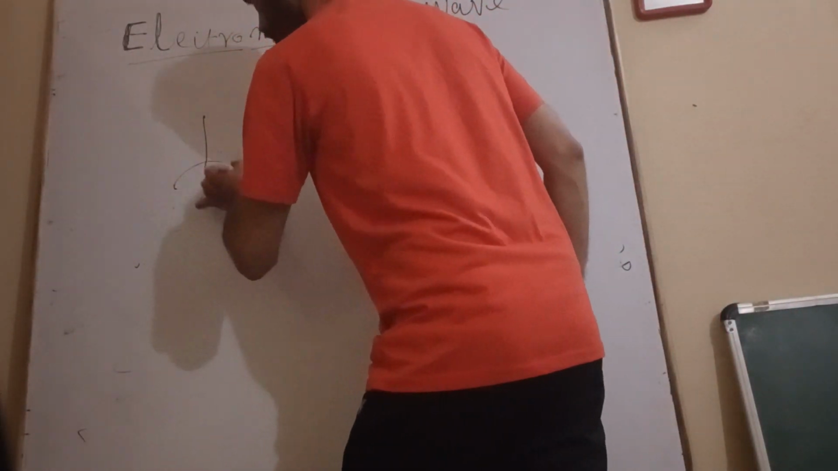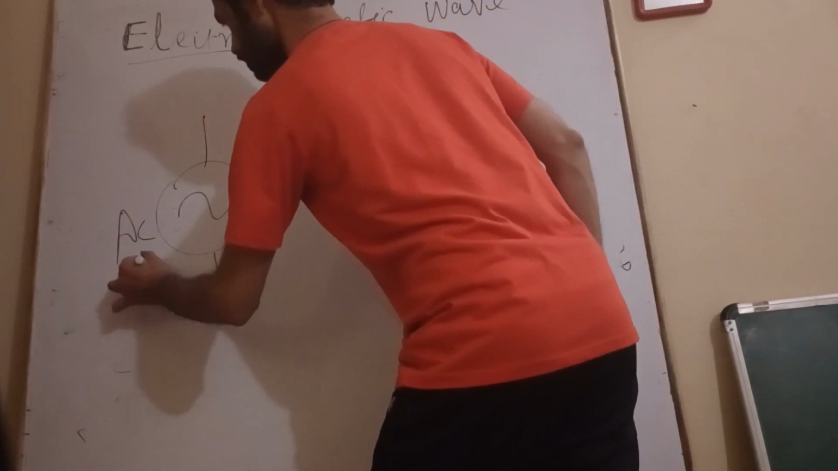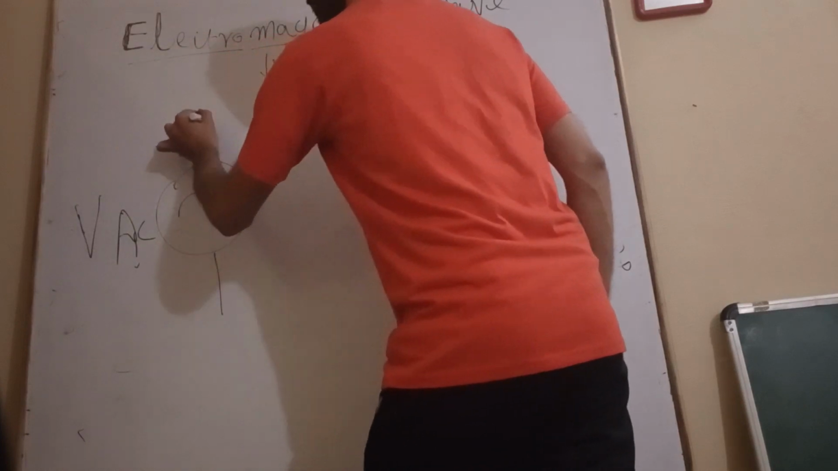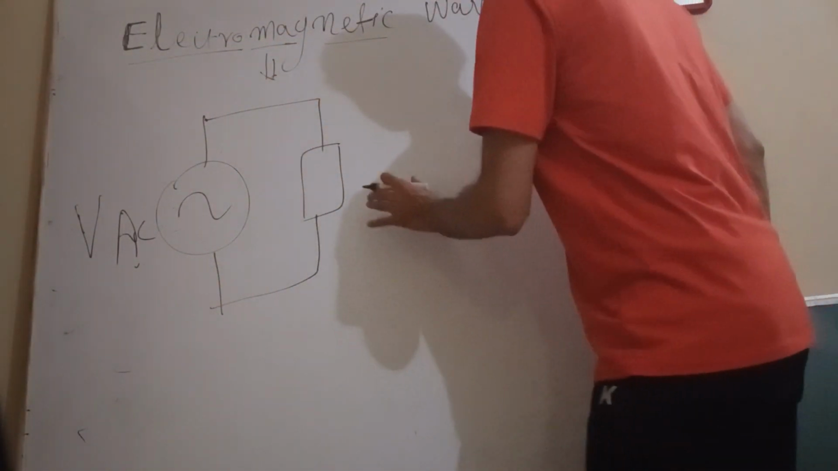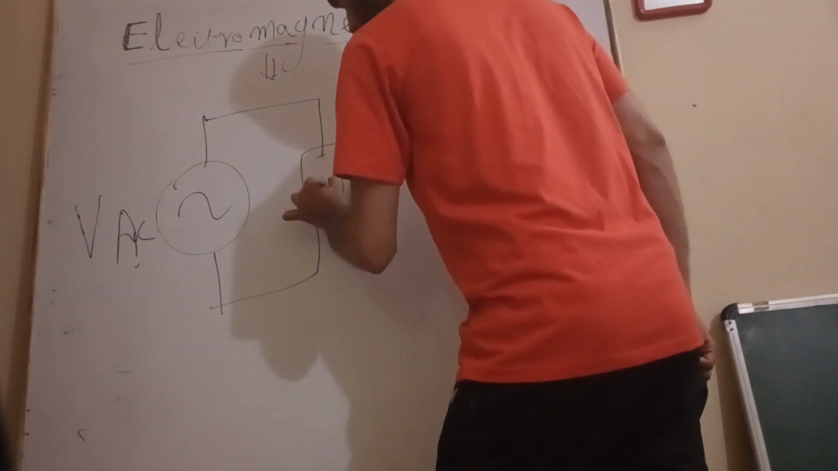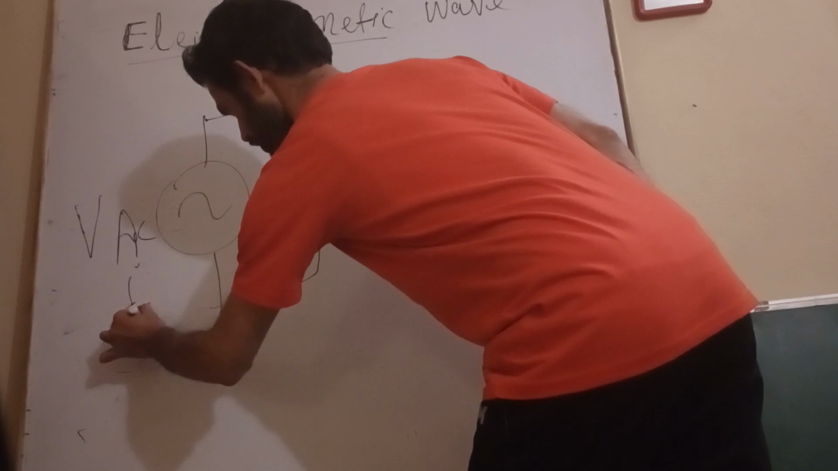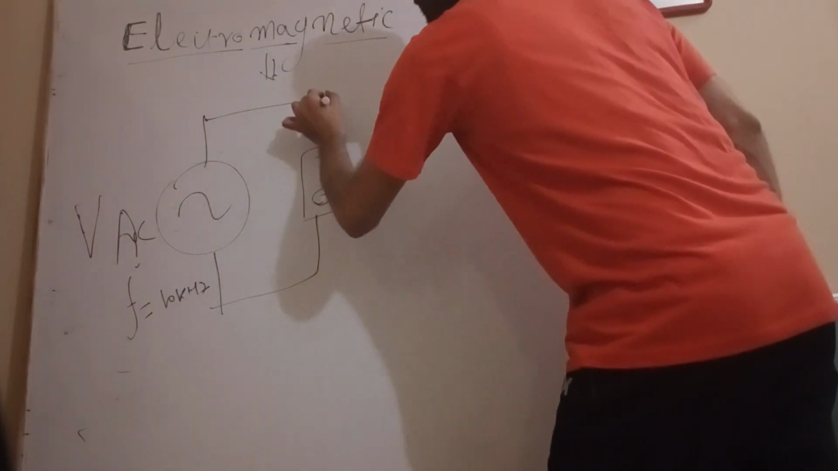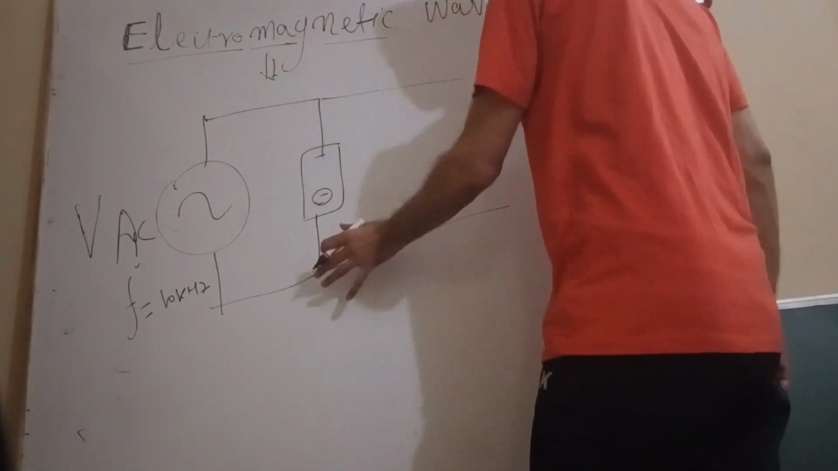First of all, you see this. This is my AC source. Let's say this is my AC voltage, VAC. I have connected this with some conductor. Now there is a positive charge and a negative charge. I give the supply of, let's say, F is equal to 10 kilohertz. So this charge will start oscillating.